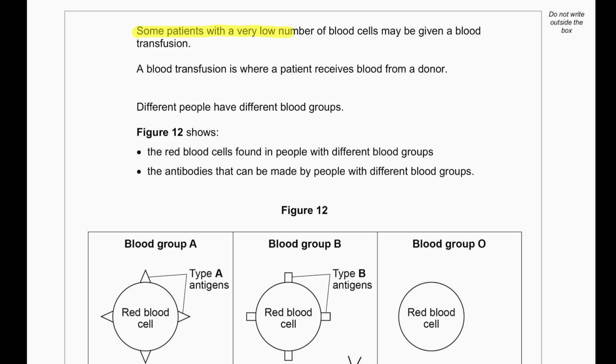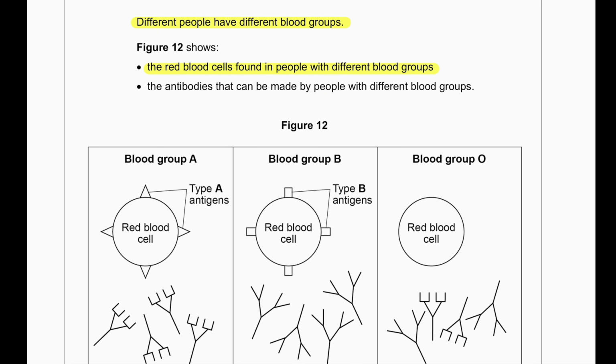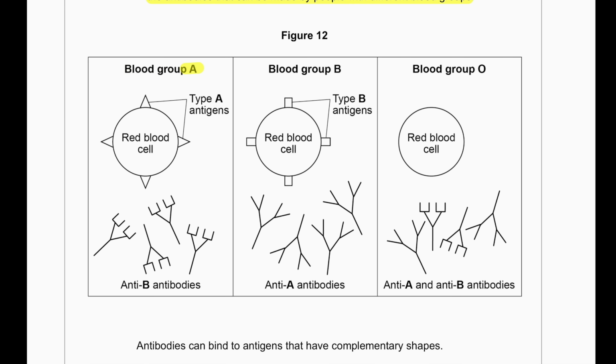Some patients with a very low number of blood cells may be given a blood transfusion. A blood transfusion is where a patient receives blood from a donor. Different people have different blood groups. Figure 12 shows the red blood cells found in people with different blood groups, and the antibodies that can be made by them. So we can see blood group A has type A antigens and anti-B antibodies present. With blood group B, type B antigen and anti-A antibodies are present. Blood group O has red blood cells that contain anti-A and anti-B antibodies.